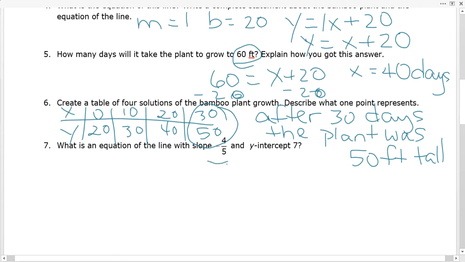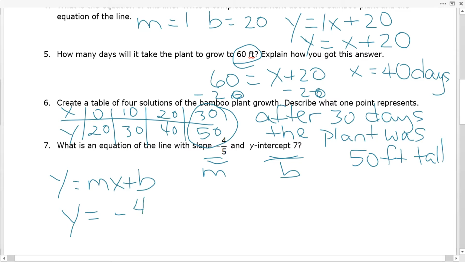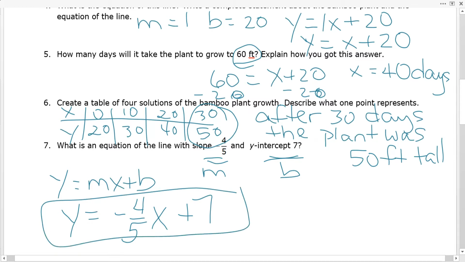Okay, so now that you've written an equation and you kind of know what it means, we're going to write an equation. Here's the slope, here's the y-intercept, m, b, y equals mx plus b. So y is equal to negative 4 over 5 x plus 7. And that's how we write our equation.